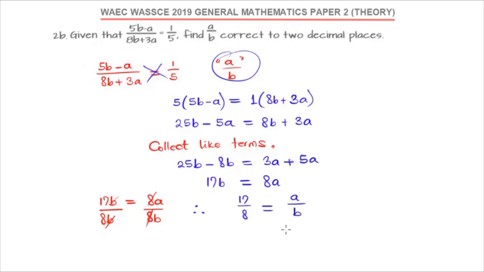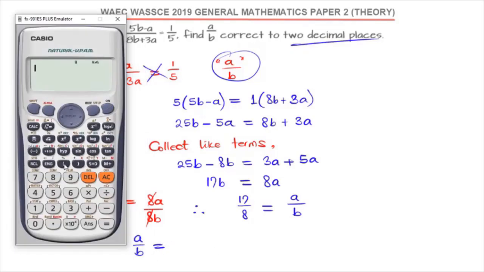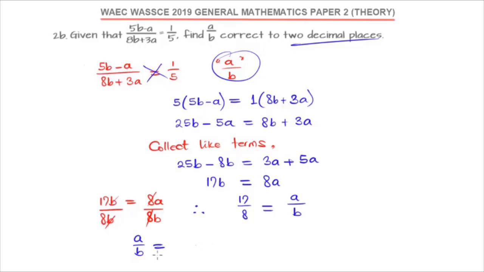But we're asked to leave our answer correct to 2 decimal places. So we can say a over b is equal to 17 over 8 on our calculator. 17 divided by 8 is 2.125. But to 2 decimal places will mean that we round up the 5. 5, when we want to round up, will become 1, and we add to the initial entry. So the correct answer is 2.13, correct to 2 decimal places.